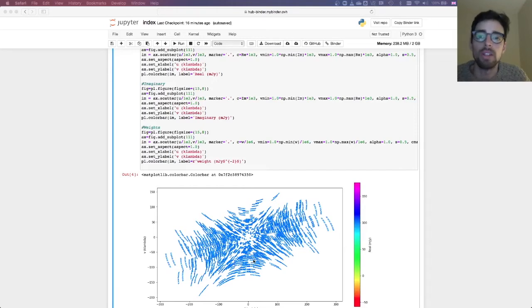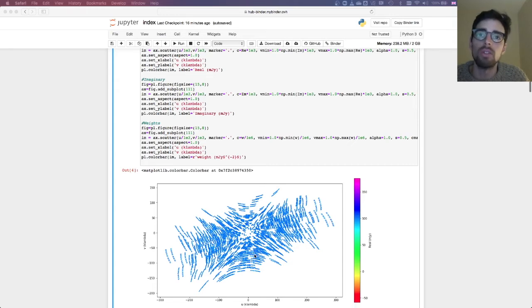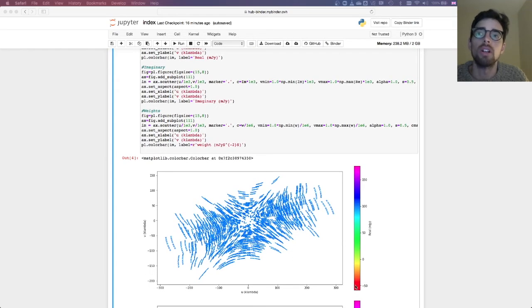So the real part, the most obvious thing here is that it's pretty much blue all the way across. If you look at our color scale, it goes between about -50 to 175 millijansky, but we can see that most of the values are around this blue color, which is around 100 millijansky, which is what we would expect from the flux of the star.